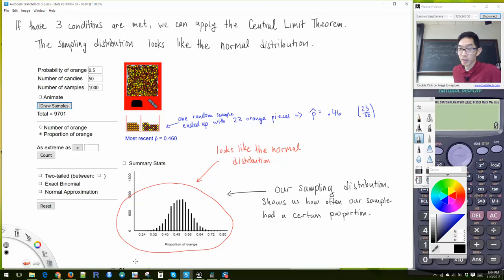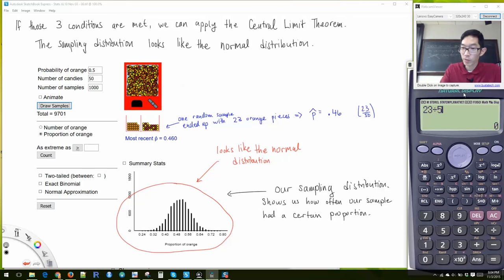We're taking 50 pieces of candy. To get this p hat, what did I do? I did 23 divided by 50, which gives 0.46. I could get 24 orange pieces of candy. 24 divided by 50 would give me 0.48. Could I ever get a 0.47? No, because to get 0.47, I would need 23 and a half orange candies, and we don't do that. You either have 23 orange candies or you have 24.